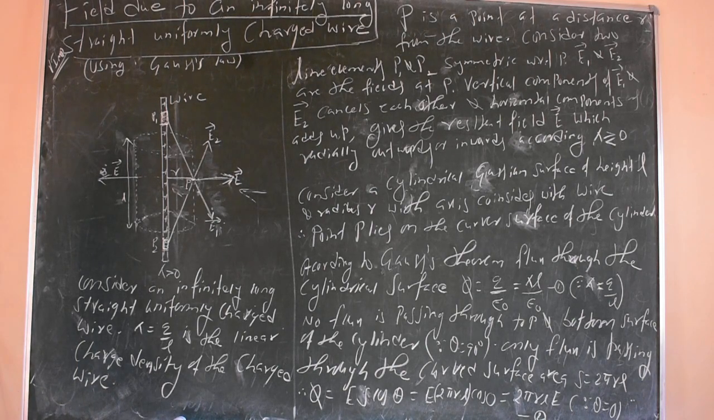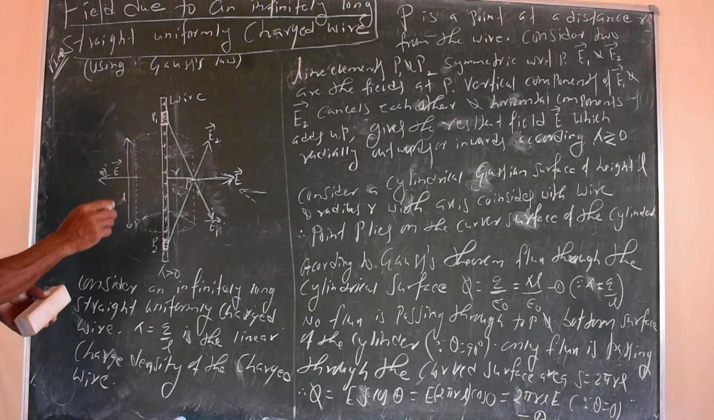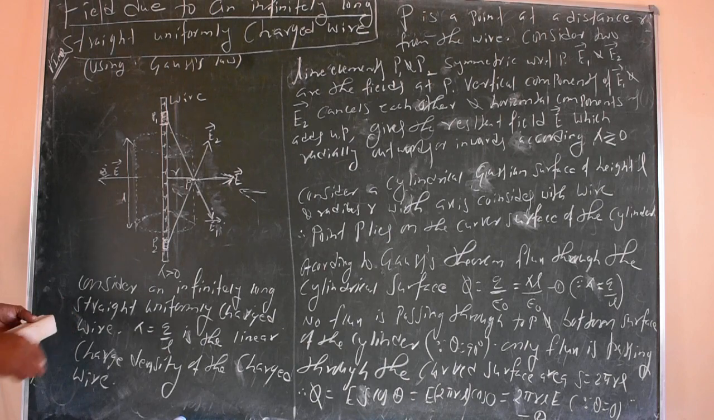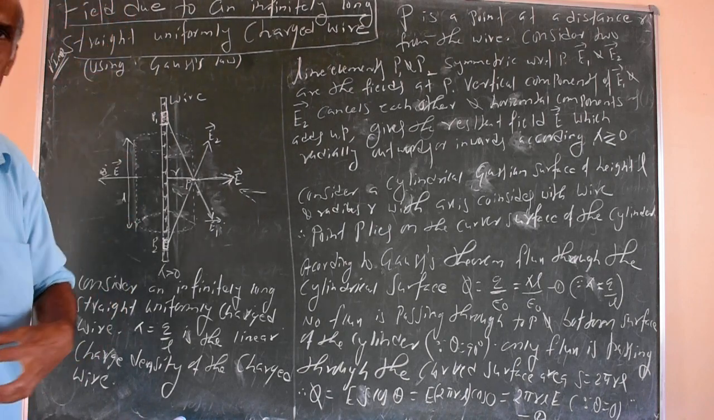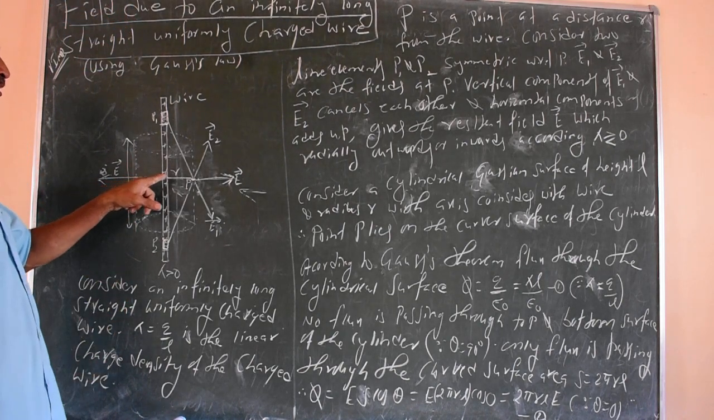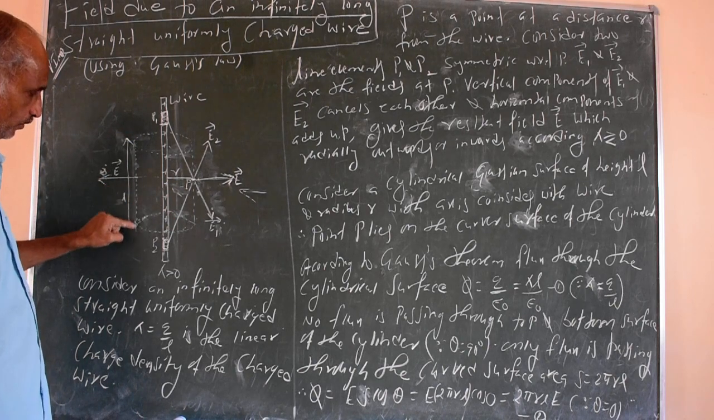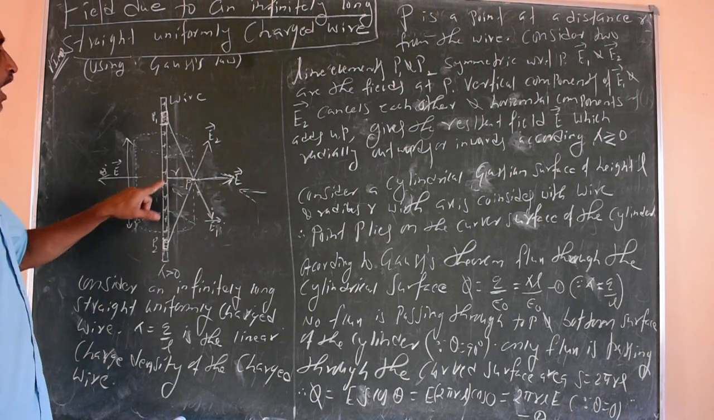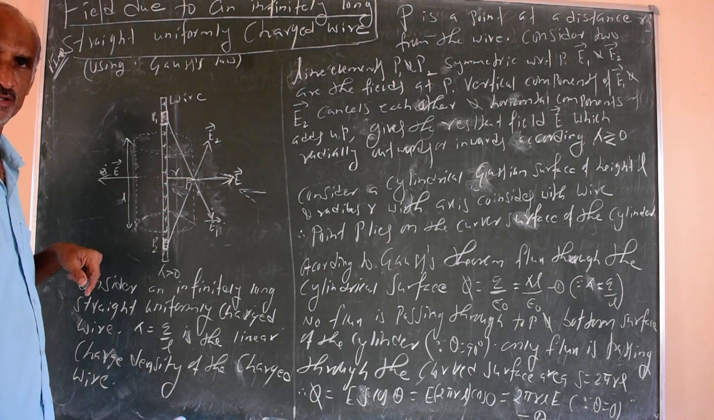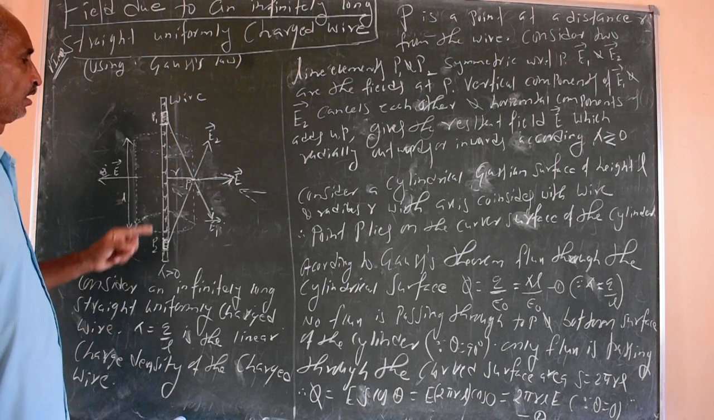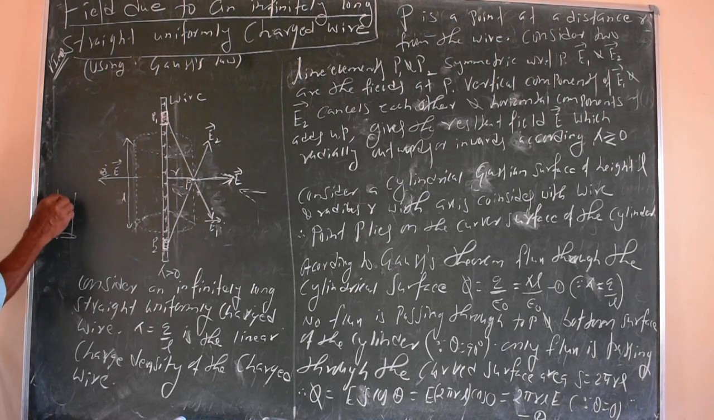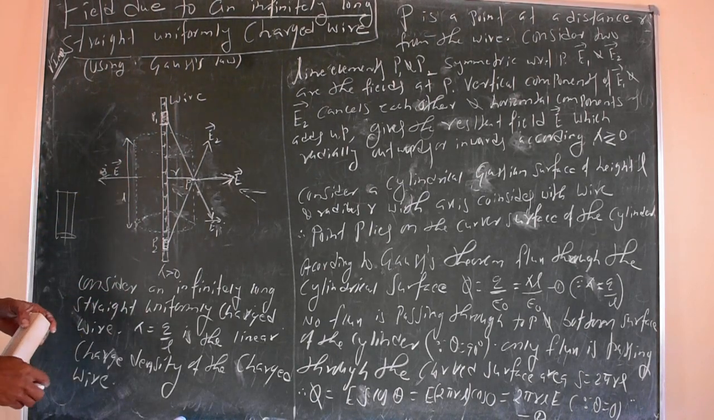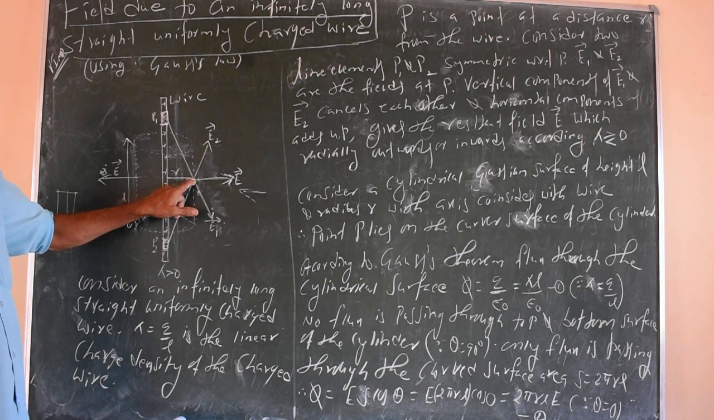So, now consider a cylindrical Gaussian surface. Imagine it; I have drawn a dotted cylinder. It is an imaginary cylindrical Gaussian surface, the wire is not actually covered with this cylinder. Consider an imaginary cylinder with height, that is length of the cylinder, L, and radius of the cylinder R. The point P is also at a distance R from the wire, and the axis of the cylinder coincides with the wire. Therefore, automatically the point P comes on the curved surface of the cylinder.